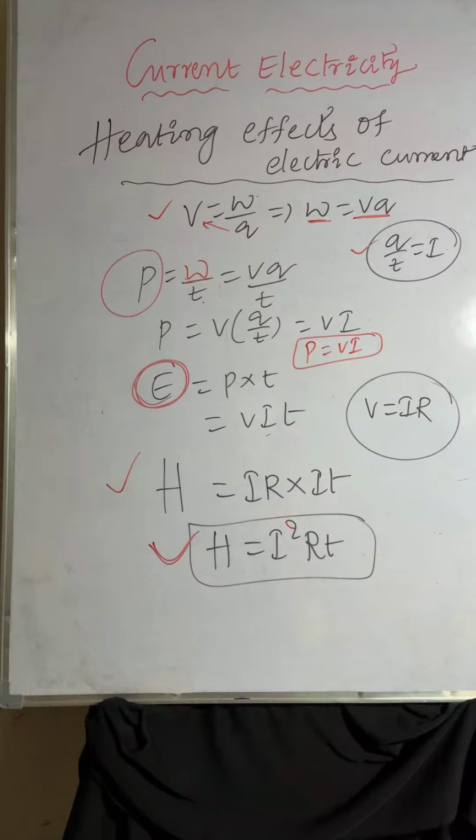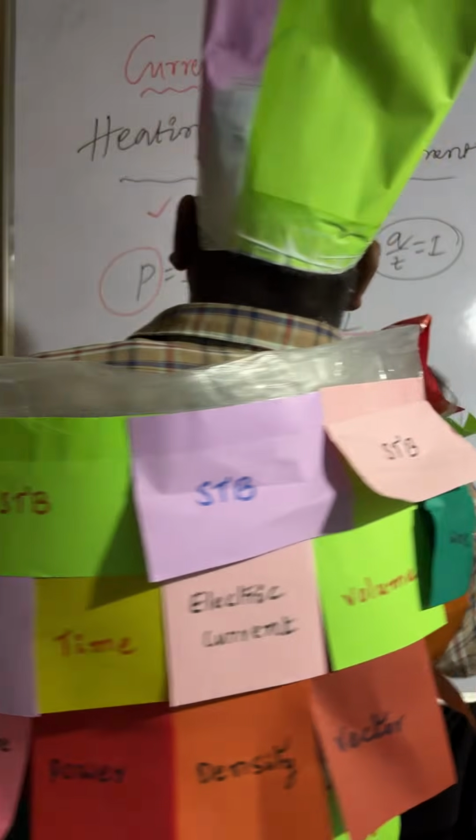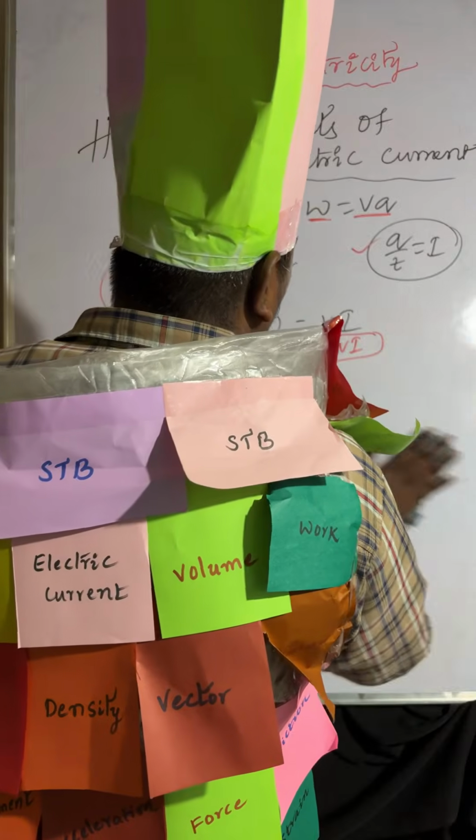So, ray optics. Ray optics, okay. In the coming class, I'll discuss ray optics. I hope it is very clear. This is about the heating effect of electric current. Next one we will discuss is grouping of cells.